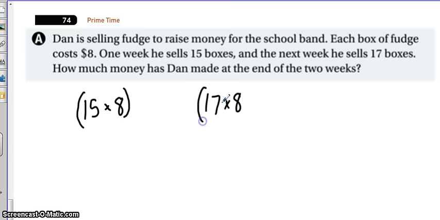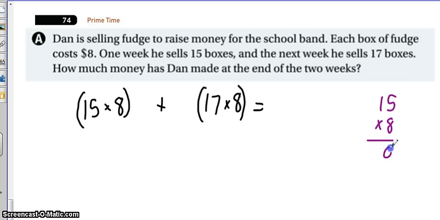So we're going to apply that, and we're going to add, whoops, that looks more like a multiplication sign. We're going to add these together to find the total for the 2 weeks. So 15 times 8 will give us week 1, and 17 times 8 will give us week 2. And then that will equal the total. So what we're going to do here is simply solve 15 times 8 and 17 times 8.